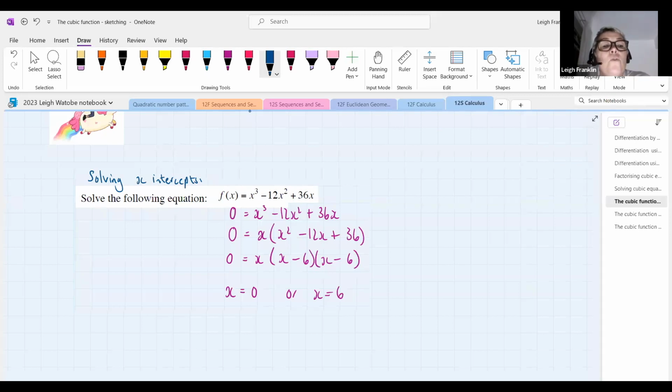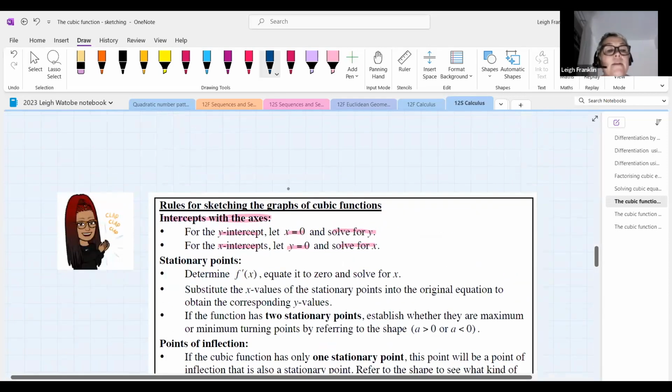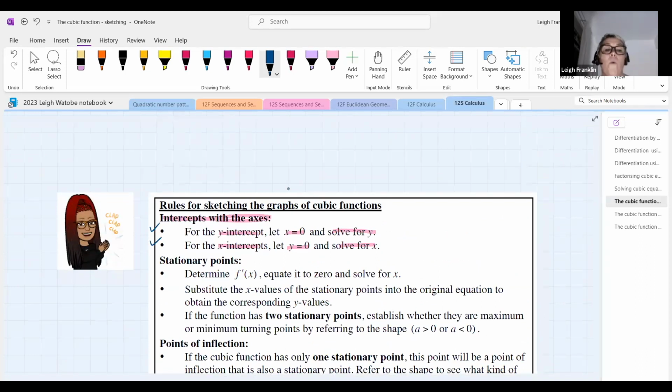This equation is in the form f of x equals ax cubed plus bx squared plus cx plus d. Can you see that the constant d is equal to 0? So that means as far as your y-intercept is concerned, y would be equal to 0. So this graph goes through the origin. Also, you can see here one of its x-coordinates is 0, so it goes through the origin, whilst the other x-intercept is at 6. So that's how we would calculate the x-intercepts and the y-intercept.